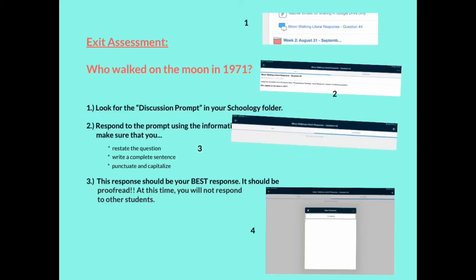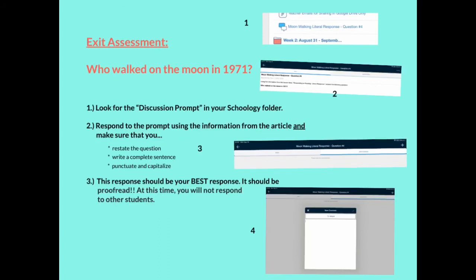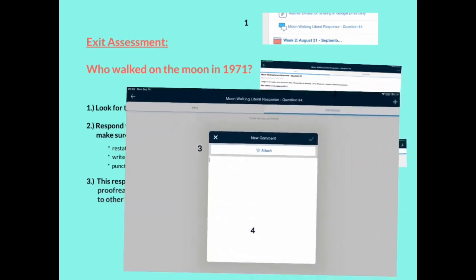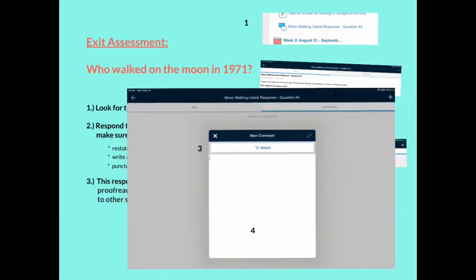So now, let's open this up. That's what it's going to look like. It's going to allow you to write a comment directly into this box. And then what you want to do is select attach. That attach is going to put the comment into the discussion for everyone to see.